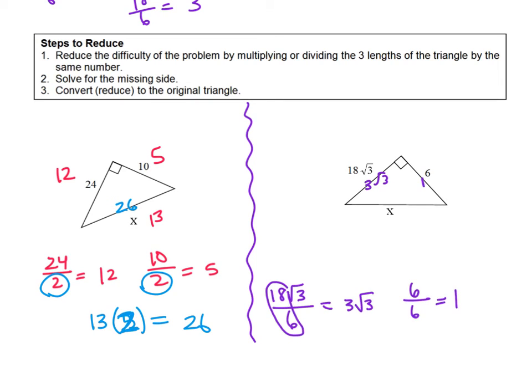Now, in the last couple examples, the reduced triangle was a Pythagorean triple. In this case, it's not. But what we can do is work with these smaller numbers in our Pythagorean theorem to help us get the answers. So sometimes it's just easier to work with smaller numbers. So that's what we're going to do.